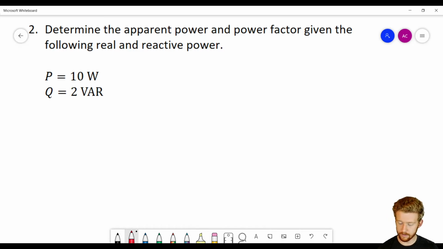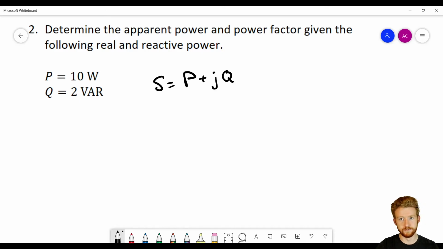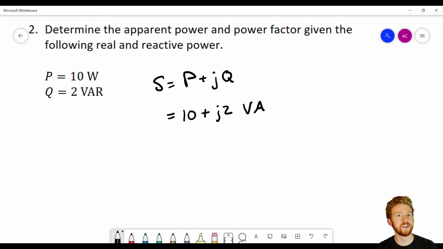The way we can do this is to use the formula that I just mentioned in the previous problem, that S is equal to P plus JQ. So this is going to be 10 plus J2. What's the unit for this? It's VA. It's not VAR, it's not watts, it's just VA, volt amps. So we may not want this in rectangular form. We might want it in its polar form. You can do that a couple of ways. The simplest way would be to have your calculator in polar form and just plug in 10 plus J2. Okay, and I'll just go ahead and give this to you.